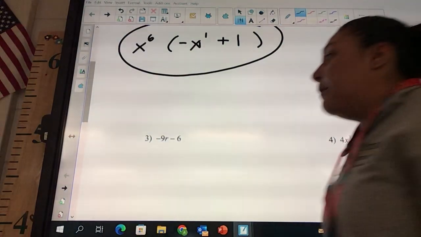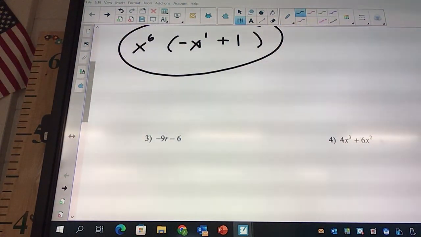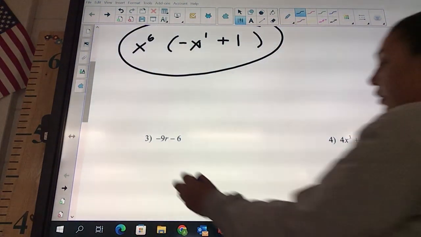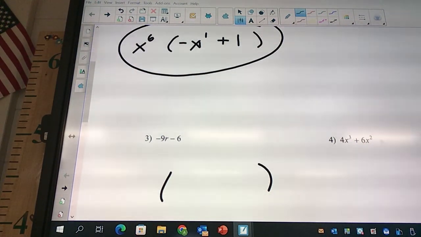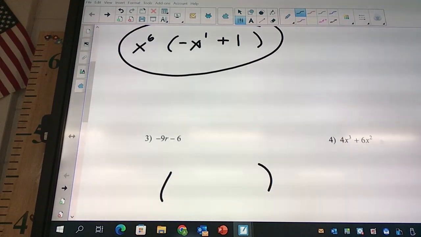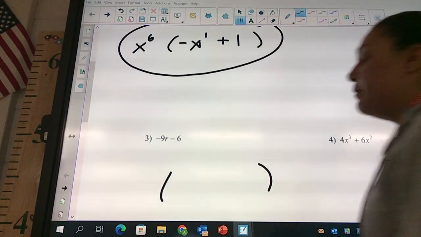Okay, look at number 3. So we're going to do the numbers first. Draw your parentheses. Now, there's two ways to do this, and I'm going to show you both. Some of you are able to look at this and say, what is the biggest factor you can pull out? By factor, I mean divide. What is the biggest number that you could divide into 6 and 9? 3. Now, if you cannot, we've done this method before.